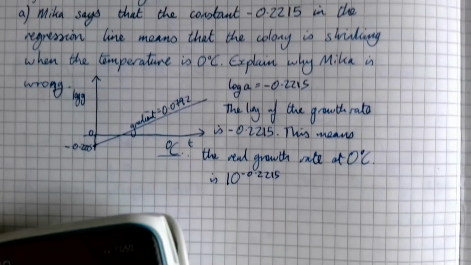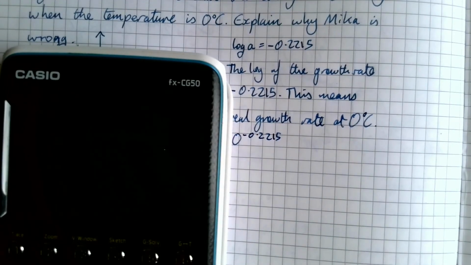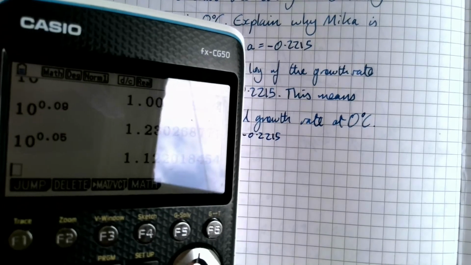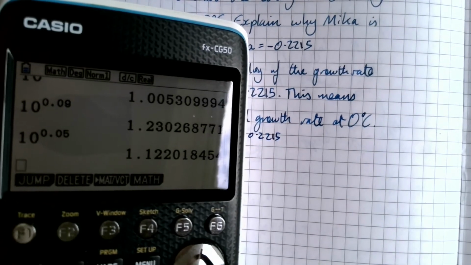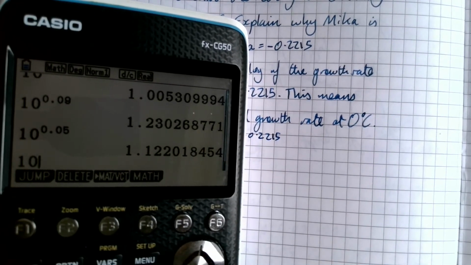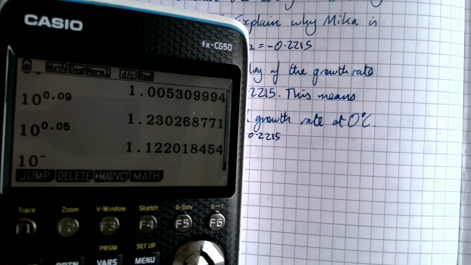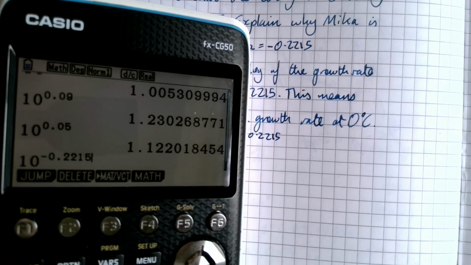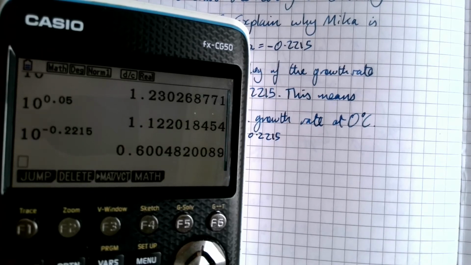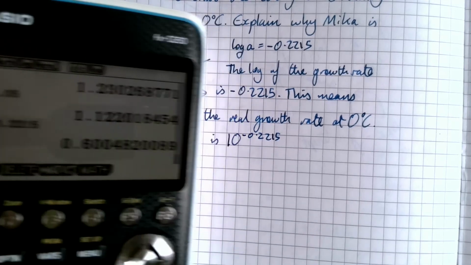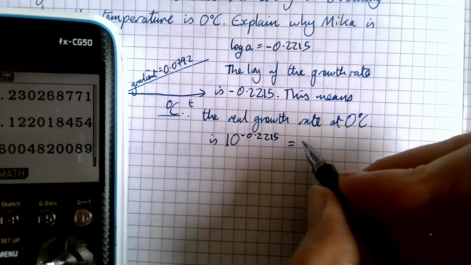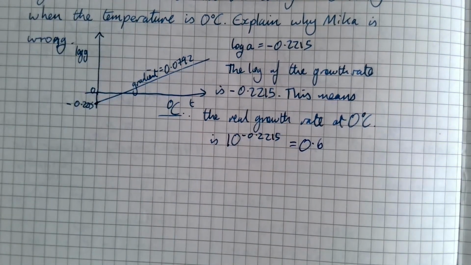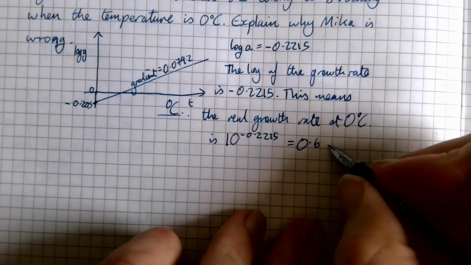0.2215. Now at that moment, I need to get the calculator out, and if I do 10 to the power negative 0.2215, it just means that the growth rate is going to be less than 1, if it's a negative power. It's 0.6, which means it's positive.